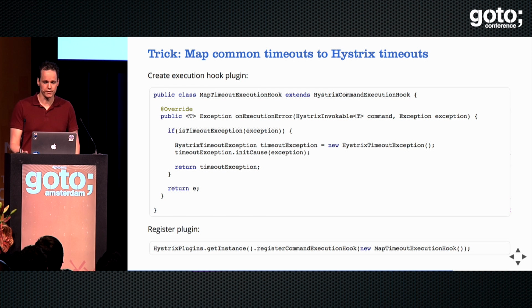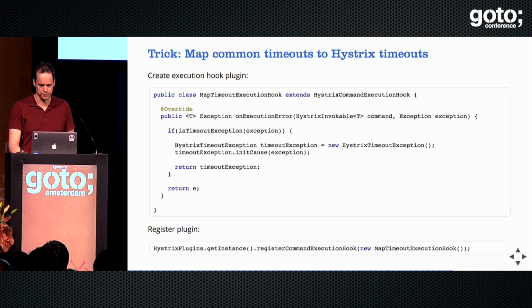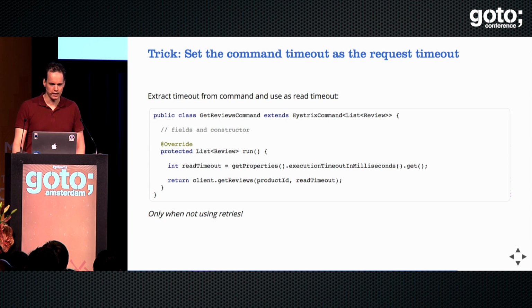But you can also do a different thing, and that is implement a hook, because Hystrix is really pluggable. What we do is we have this mapping function, timeout exception, and it knows all these common Java timeout exceptions, and it will map them to a Hystrix timeout exception, and that way Hystrix also knows, oh, this was a timeout. And this makes it a lot easier. It doesn't really matter anymore who times out first. It's always registered as a timeout.